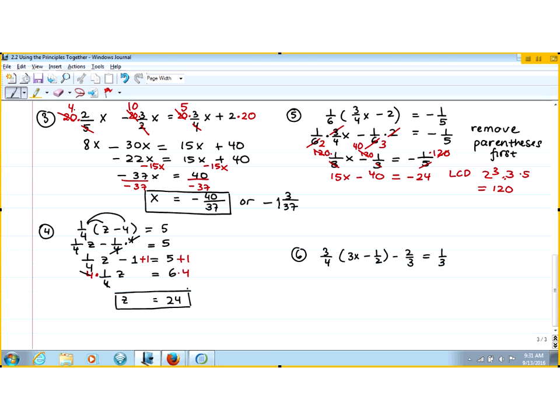Yeah. So, number 6. What do we do with number 6 here? Well, let's finish with number 5 first. It's almost done here. What do you do next here? For number 5, you add 40 to both sides. So 15x is equal to 16. Are we done? No, you have to divide both sides by 15. So x is equal to 16 over 15.